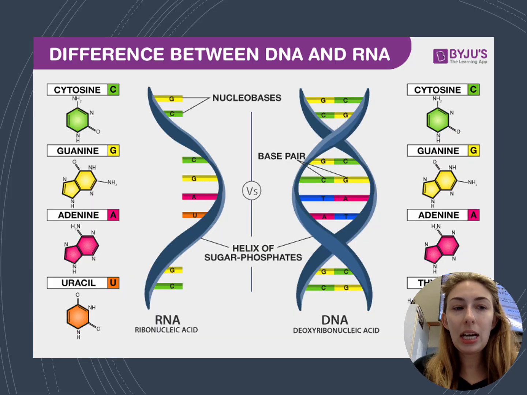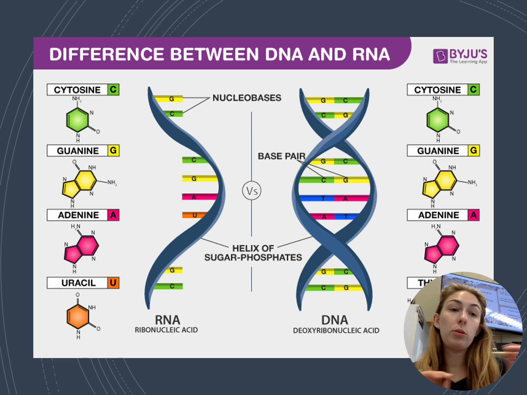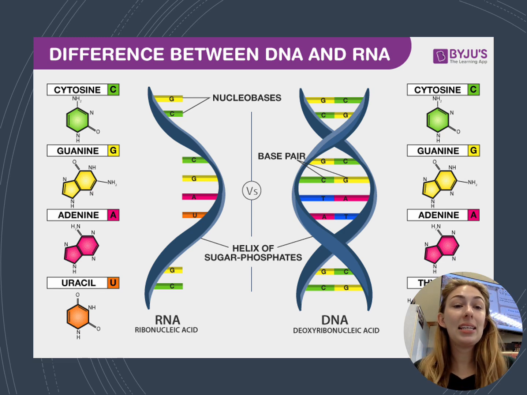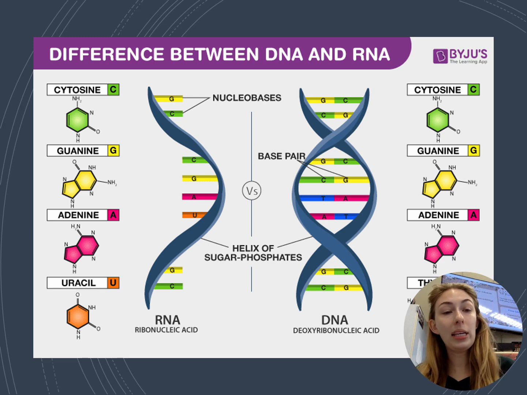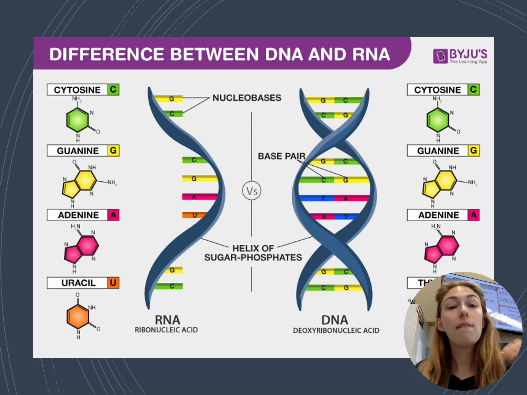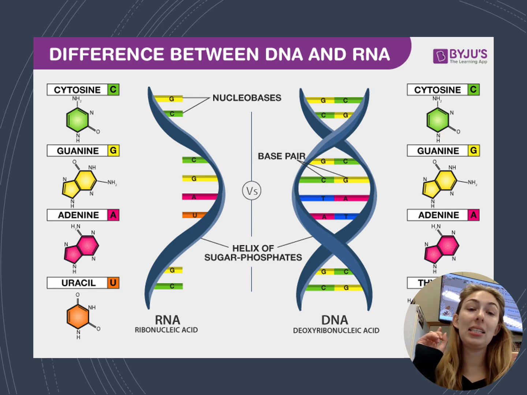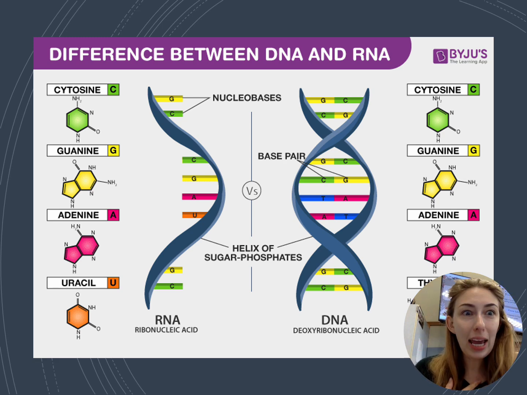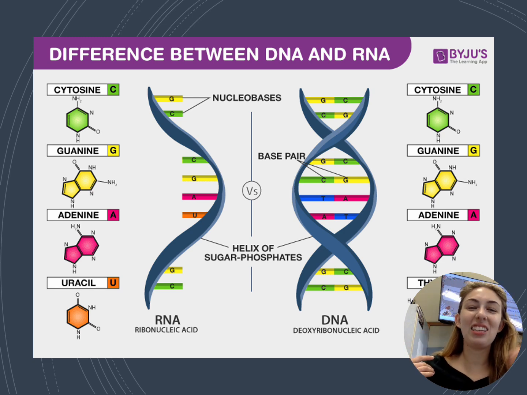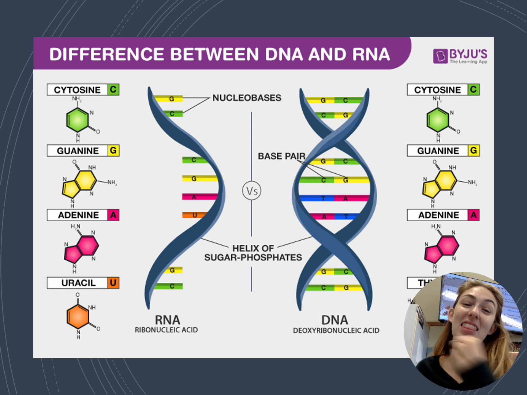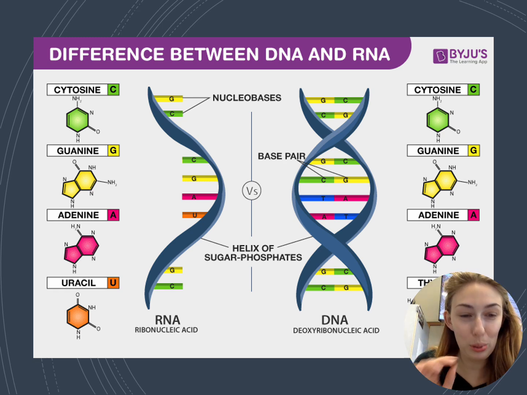Now, here we can see some pretty clear differences between DNA and RNA. RNA includes cytosine, guanine, adenine, and uracil, versus DNA includes cytosine, guanine, adenine, and thymine. Sorry about mixing that up, guys.